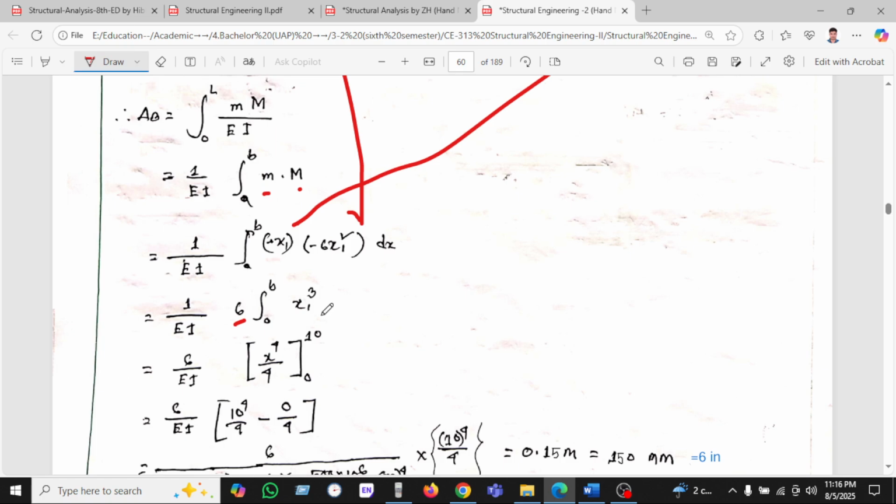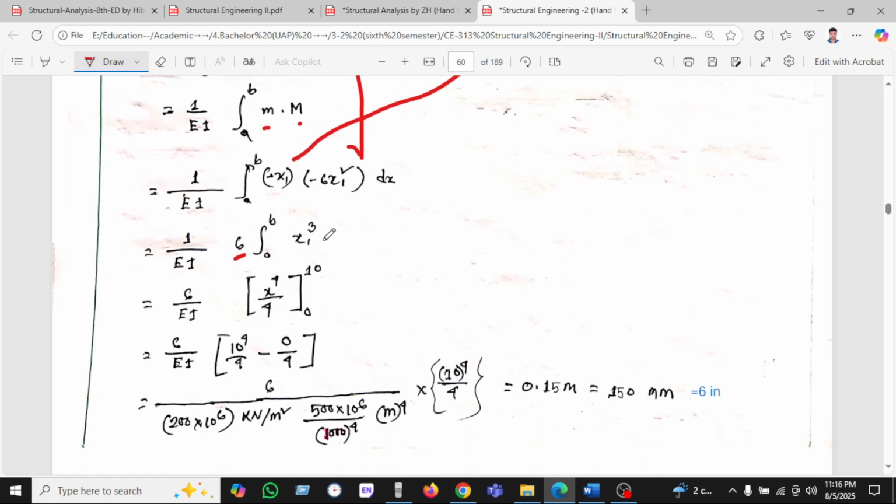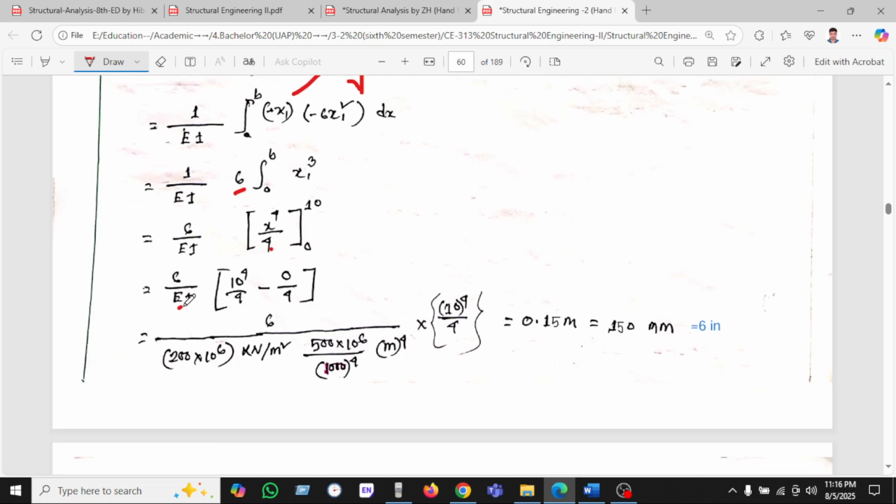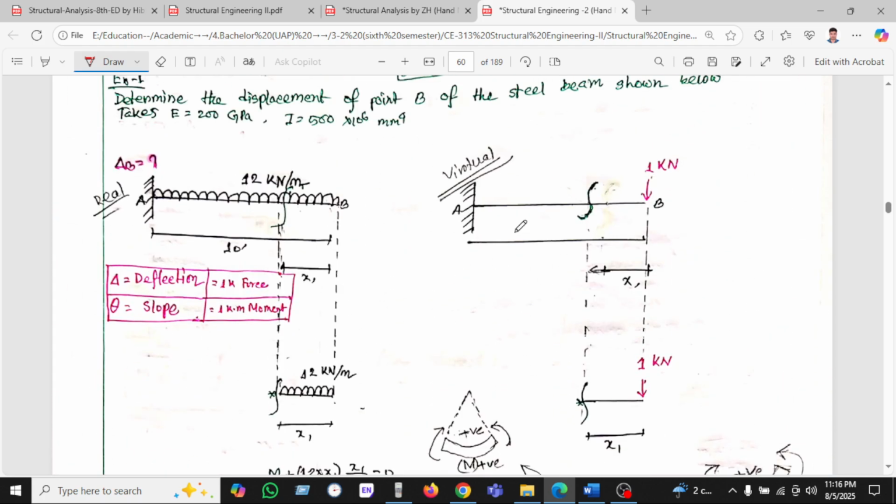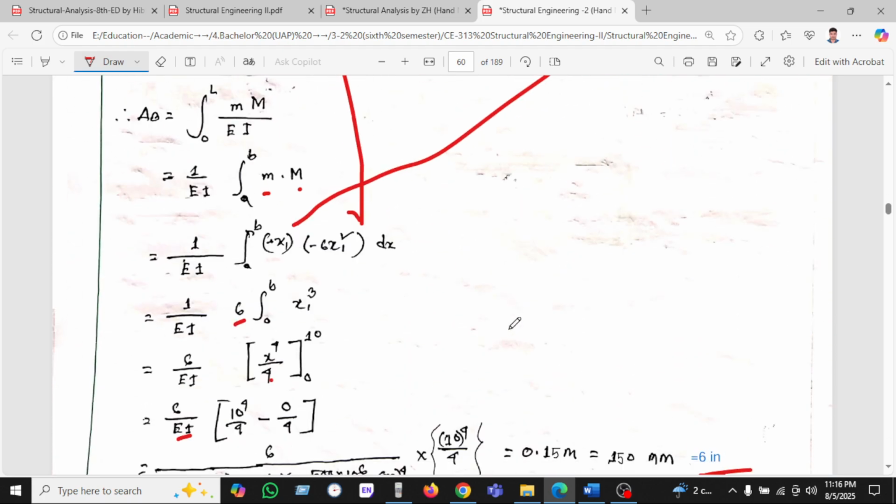As we know, I will calculate n into n plus 1. n is 3, so 3 plus 1 is 4, divided by 4. We are putting in this value, the 10, and the EI value, so don't forget to convert the I value to m to the power 4, and putting 1.5 or 150 millimeter, or 6 inch square. So the same we can see here. This is the 6 inch square.